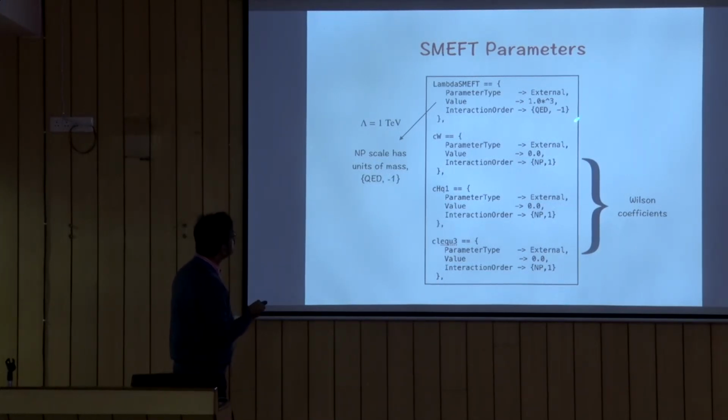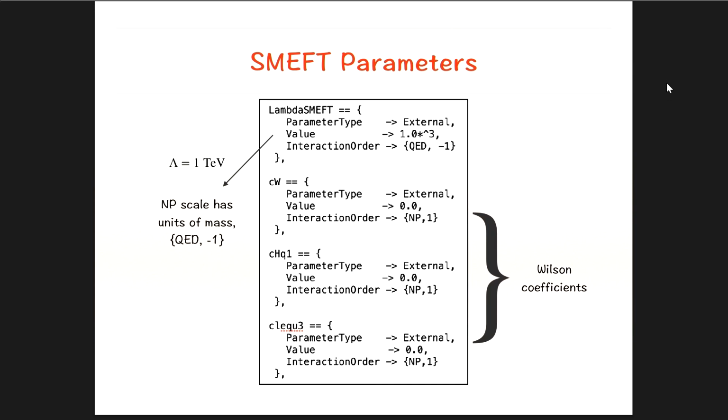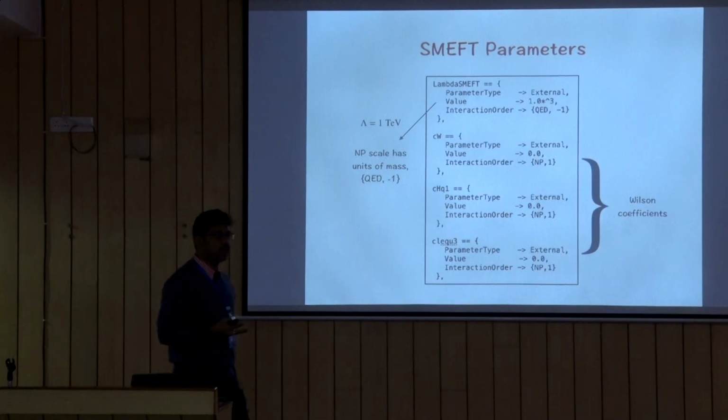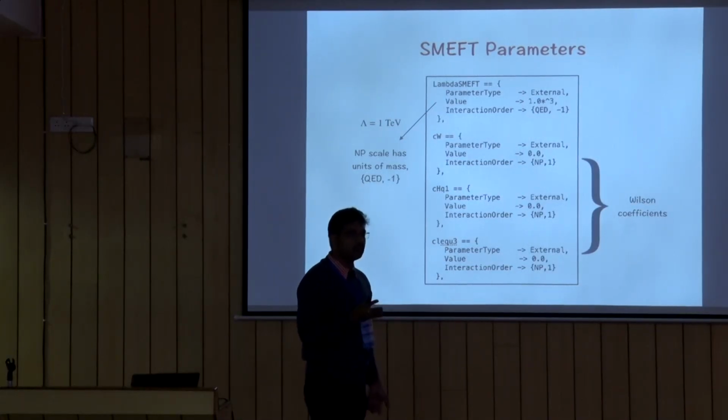The one thing that I wanted to draw your attention to is that this lambda, which is, say for example, here 1 TeV, has units of mass, and therefore the interaction order is written like QED minus 1. So this is one part. For the dimensionless new physics couplings, that is actually NP, 1, but for a mass parameter like lambda here, that has a unit of mass, and so that is written like QED minus 1. Why this is actually done, I don't know. I also don't know. Shankho?